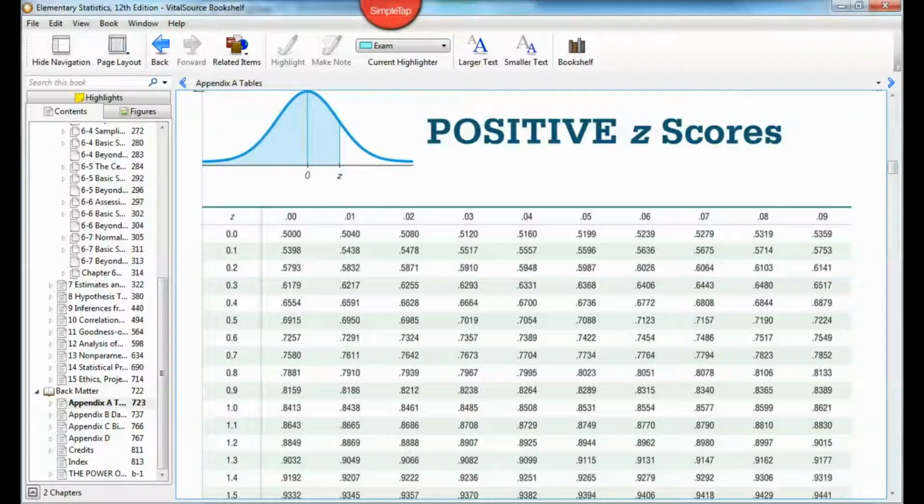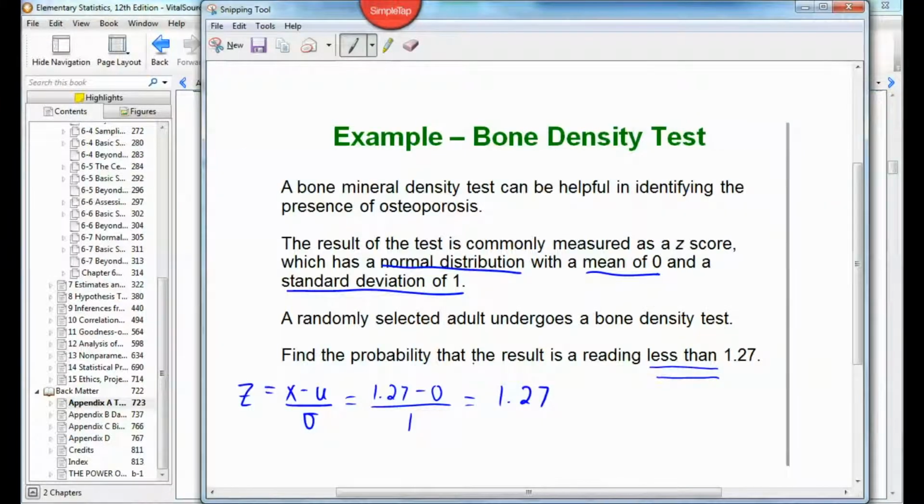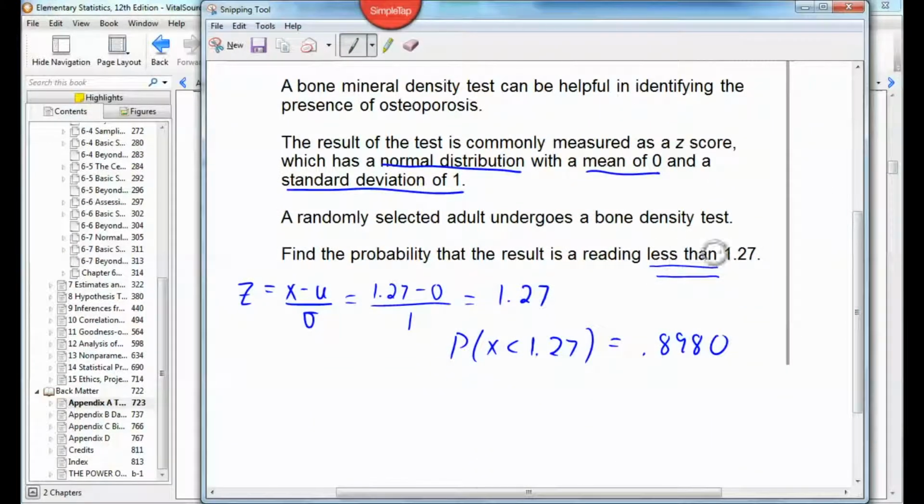Now, since we want to know less than, we use the value we're given in the table. So the probability that it's less than 1.27 is equal to 0.8980, or an 89.8% chance. Now, if this problem had said greater than 1.27, then we would still need to find this answer, but we would say 1 minus this answer. That would give you the probability that the reading is greater than 1.27. So less than, take the value from the table. Greater than, say 1 minus. All right.